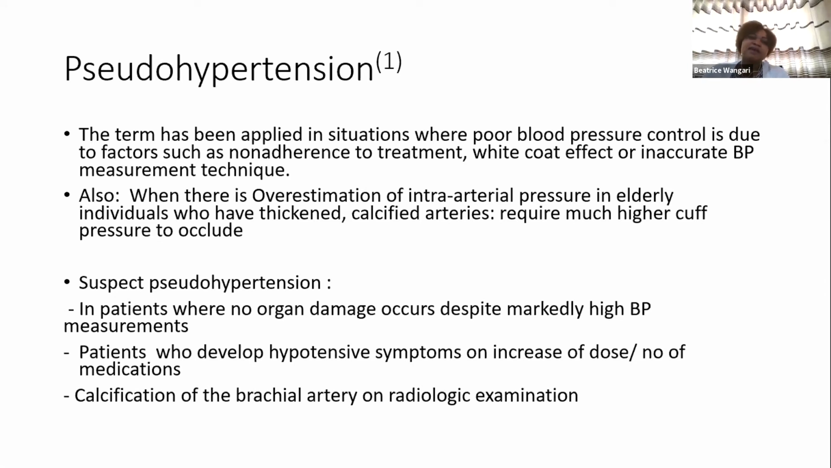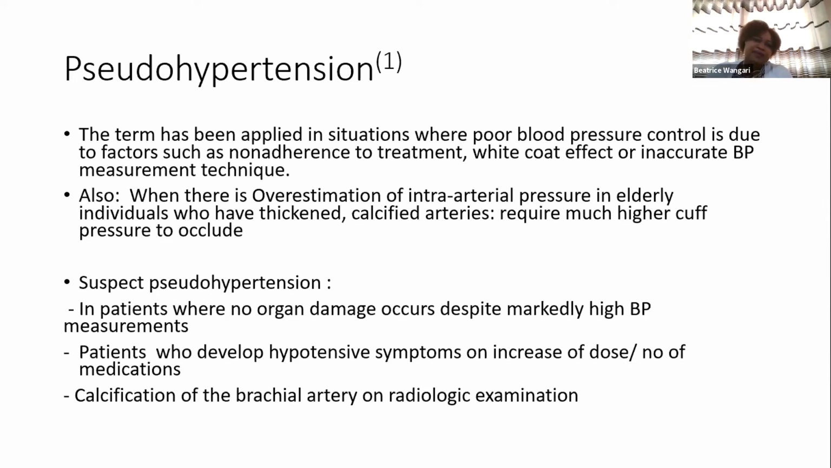The term pseudohypertension basically just means that this is not true resistant hypertension. It means that the patient's blood pressures are not controlled because either they are not taking their medication, because of the white coat effect, or because of inaccurate blood pressure measurements. The term also applies to elderly patients who tend to have thickened calcified arteries, which may require much higher cuff pressures to occlude, and you end up reading this as a higher blood pressure than it actually is.